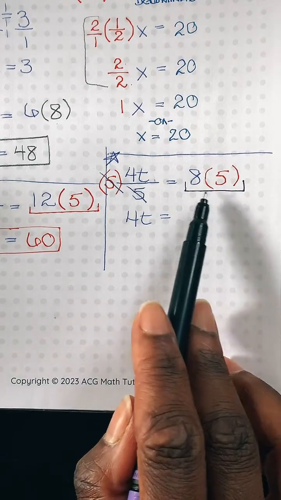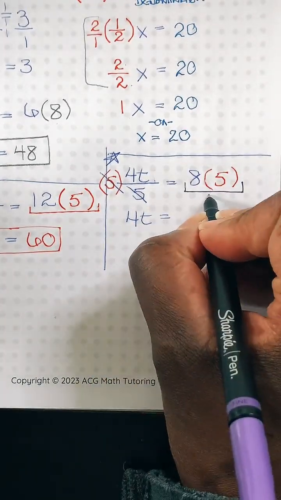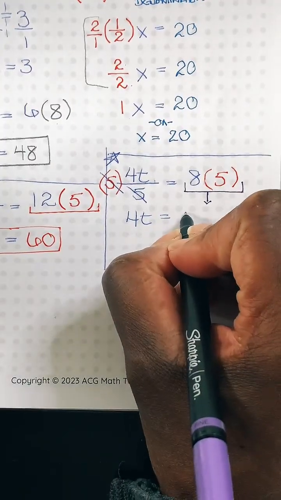What should I do here with this 8 and the 5? 40. Good, Kara, we're multiplying. So when you multiply, you get 40.